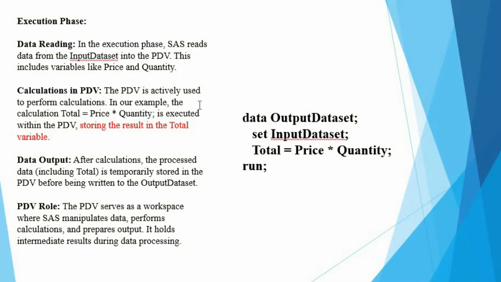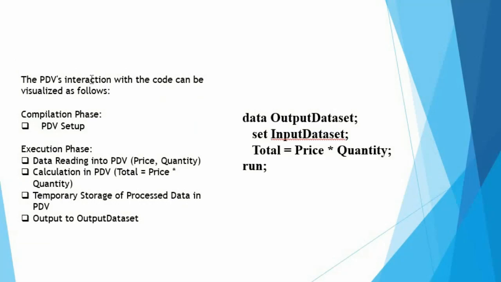Calculation in PDV. The PDV is actively used to perform calculations. In our example, the calculation, total equals price times quantity, is executed within the PDV. So it will store the result in the total variable, meaning the value will be stored in this execution phase. After calculation, the processed data, including total, is temporarily stored in the PDV before being written to the output data set. As I already explained, the PDV serves as a workspace where SAS manipulates data, performs calculations and prepares output, and it holds intermediate results during data step processing. So, I hope it is clear. Now move on to the next one.